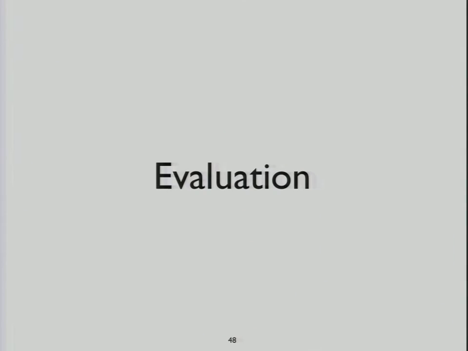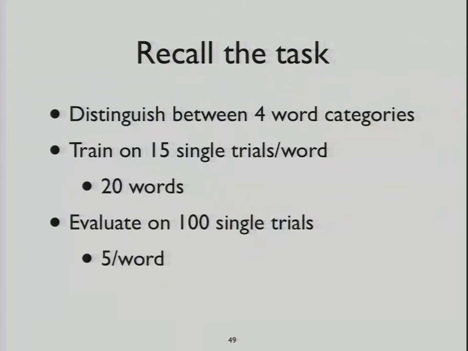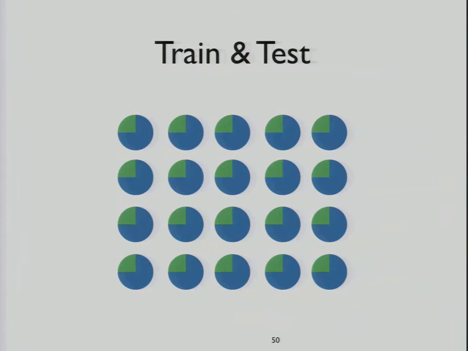I'll talk a little bit about evaluation now, but first, recall what we're trying to do. We're trying to be able to distinguish between four word categories. We've trained on 15 single trials, and we've withheld 5 trials for testing. So there are 20 independent word models here, each trained with 15 single trials.